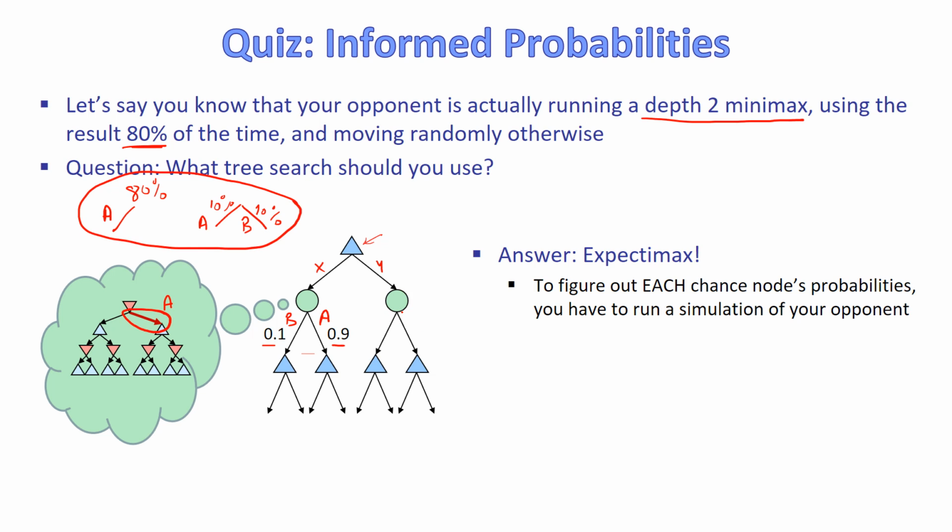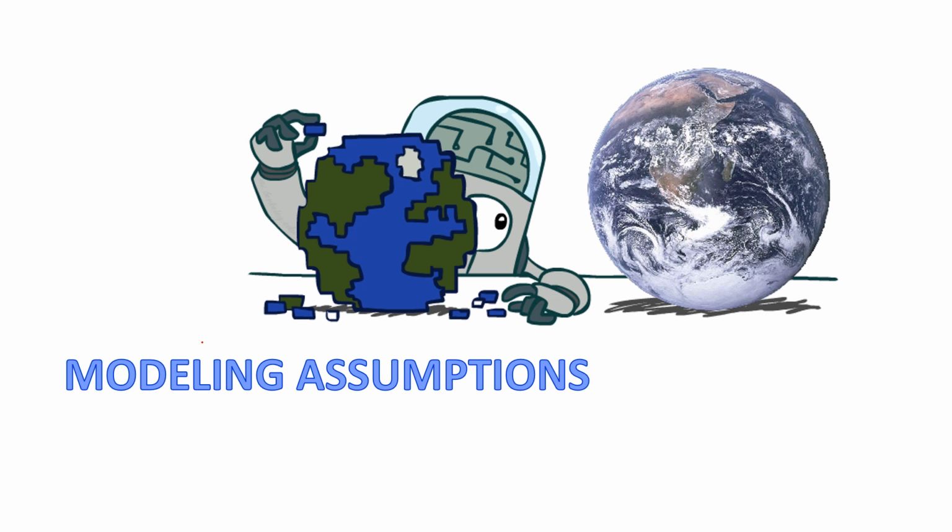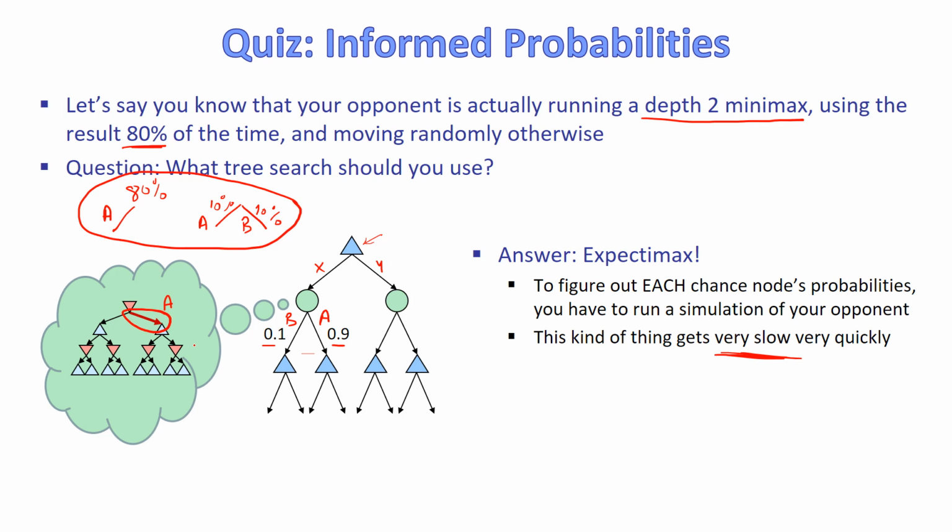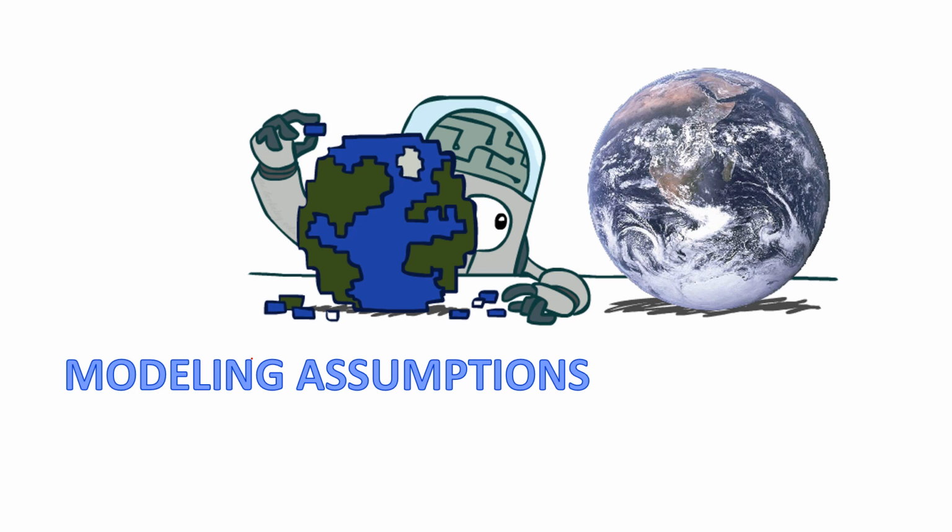So doing this simulation with every chance node, of course, will make things very slow. Much slower than in Minimax, because for every chance node we have to do some computations to compute the probabilities, plus the actual computation of the expectation. To actually get the probabilities, we have to do these simulations. Any questions on this? Okay, now let's talk about modeling assumptions.